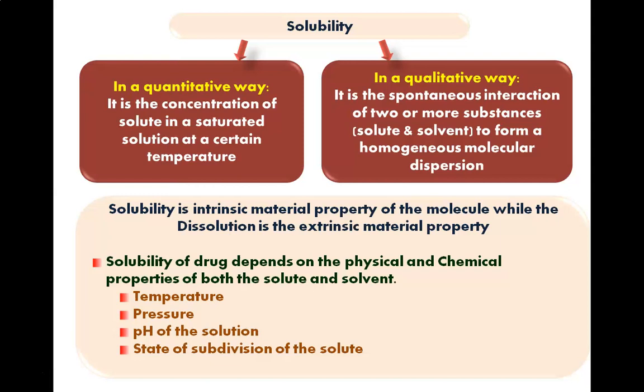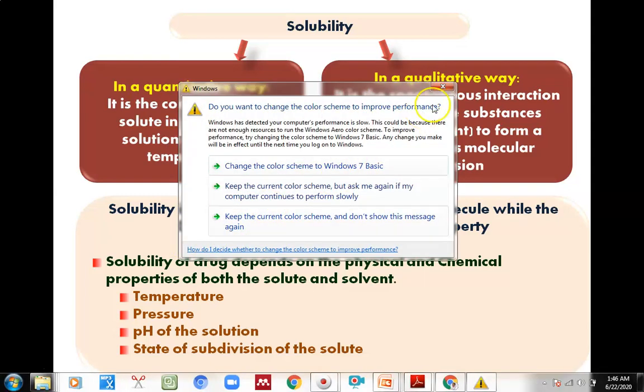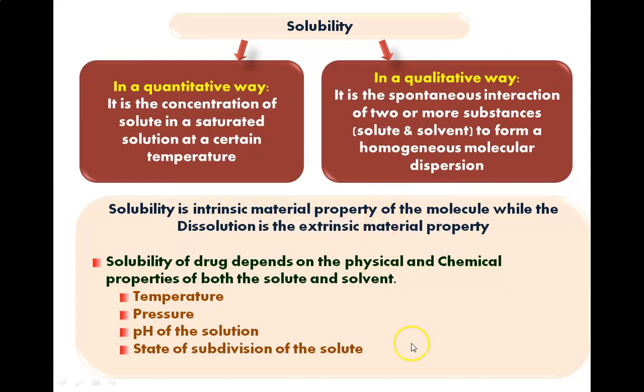Let's take the same example of boric acid. Boric acid is soluble in water at a given temperature, that is 2 mg per 100 ml. Because it is an acid, if I change the pH to the basic side, then definitely the solubility goes on increasing. If I change the pH, the solubility changes. Not only this, if I change the pressure, there is a change in the solubility.